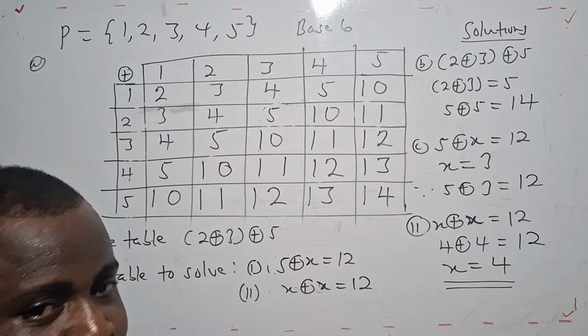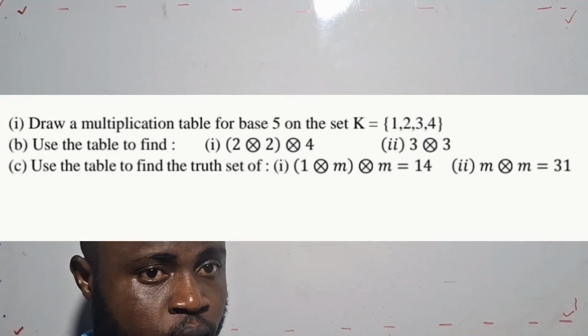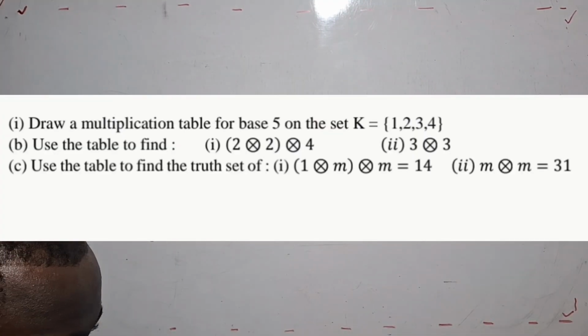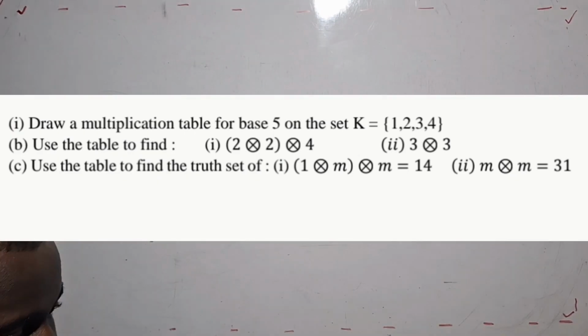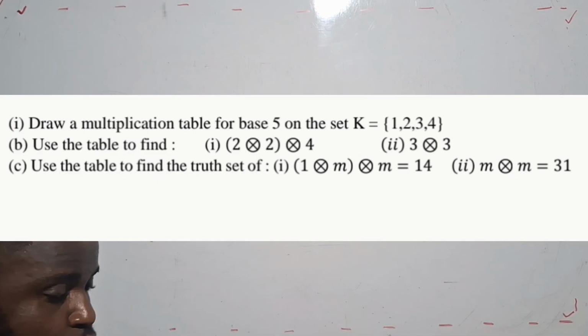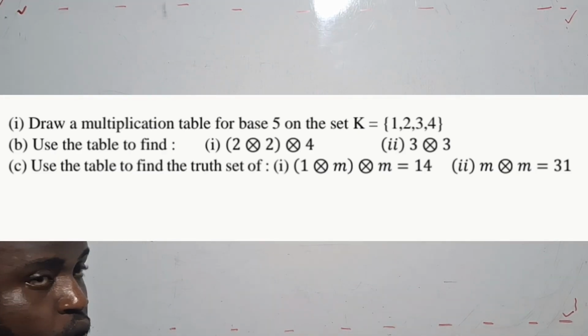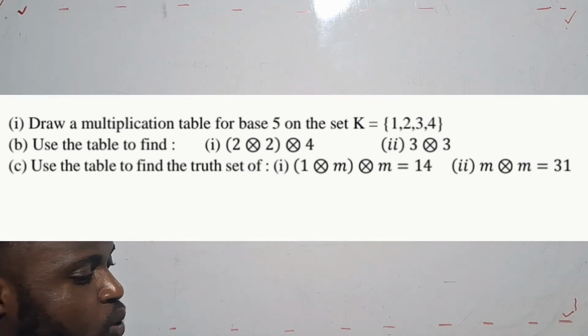Yes, so we are quickly going to take another question on this one. So the next question, as posted on the screen, says we are to draw a multiplication table for base 5 on the set K is 1, 2, 3, 4. This one, the set of numbers has been given. Assuming they just said base 5, you know we are going to draw a table from 0 to 4. But here we've been given 1 to 4.